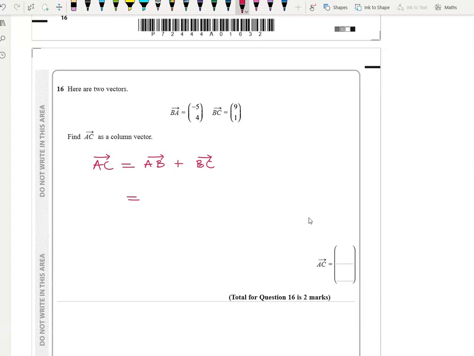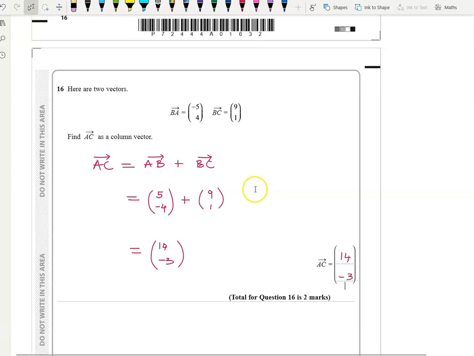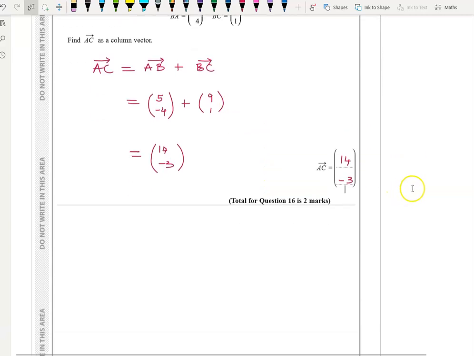So, to find AB, you have to just change the sign. So, minus 5, 4 will become plus 5 and minus 4. Vector BC is 9, 1. So, combine both, 5 plus 9, you get 14, and minus 4 plus 1 is minus 3. So, vector AC will be 14 and minus 3. Okay. Number 17.